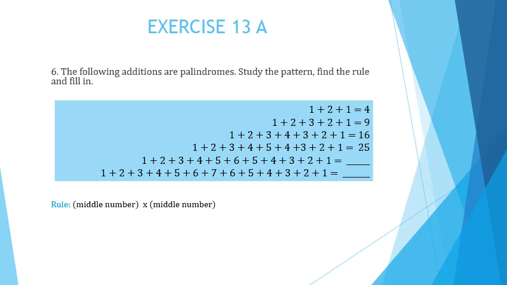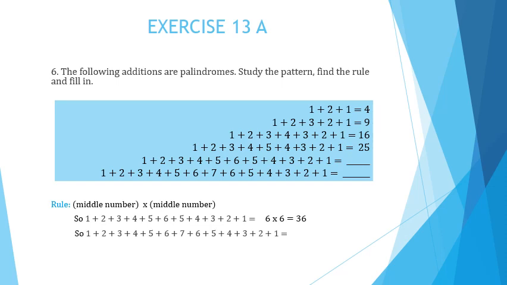In this way, the rule says middle number multiply by middle number. So now we can fill in the blanks. See how? 1 plus 2 plus 3 plus 4 plus 5 plus 6 plus 5 plus 4 plus 3 plus 2 plus 1. In this addition of the palindromes, which is the middle number? It is 6. So 6 multiplied by 6 is equal to 36. So our answer is 36.